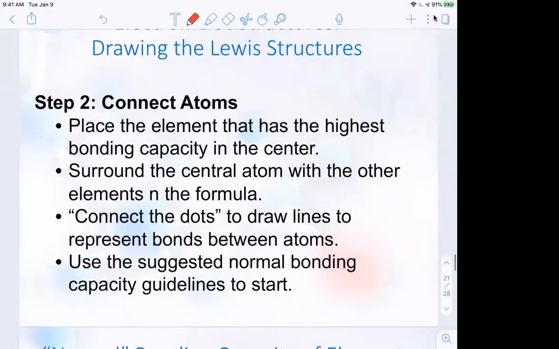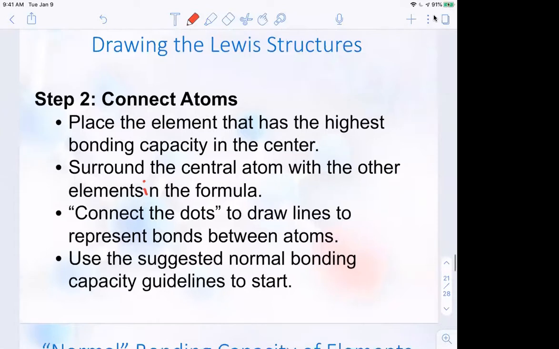I do a method which is basically called connect the dots. I'm going to place the element that has the highest bonding capacity in the center. I'm going to surround the central atom with the other elements in the formula. And I'm going to connect the dots to draw lines to represent bonds between atoms. To do this, I'm going to use the suggested normal bonding capacity guidelines to start. When I have charged molecules, these suggested normal bonding capacities will change. And we're going to talk about that also when we get into formal charge.